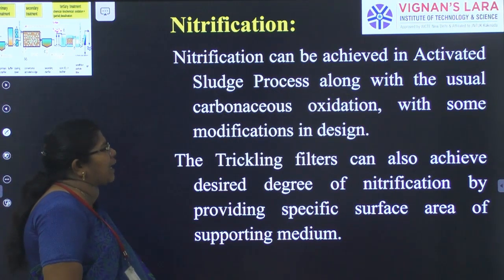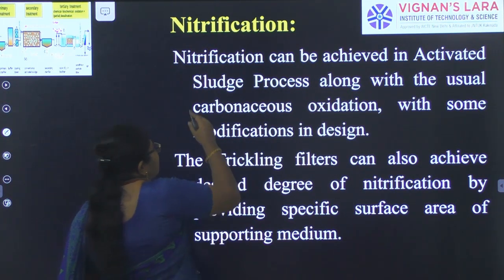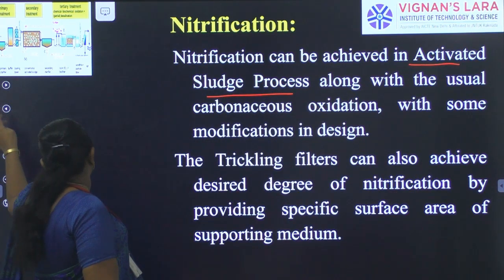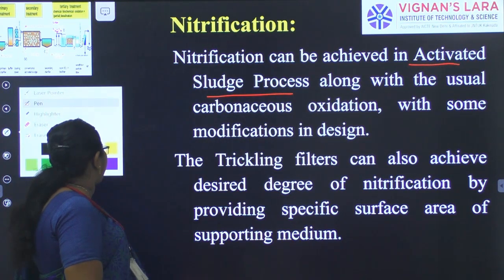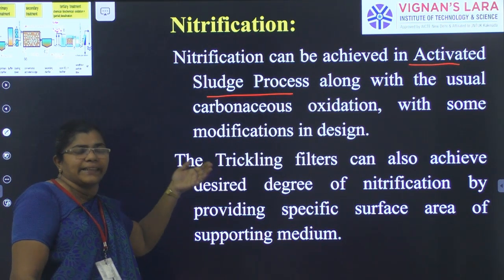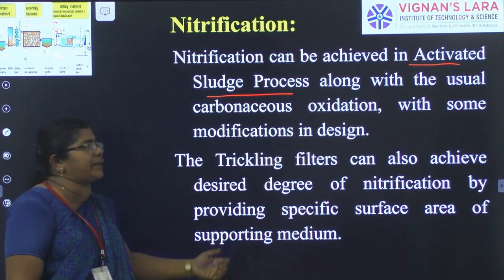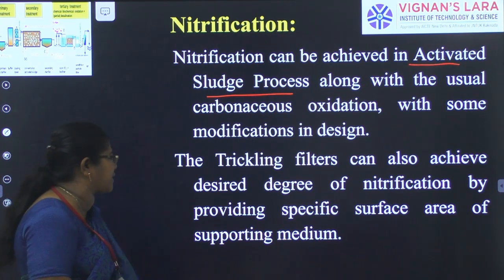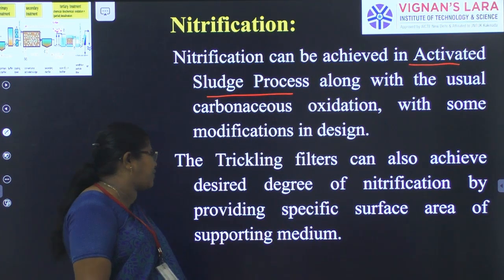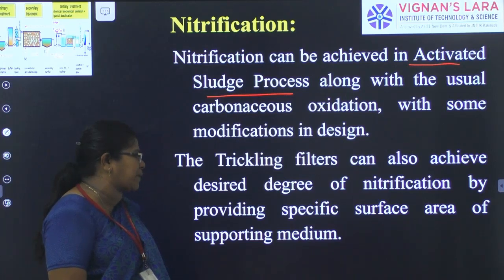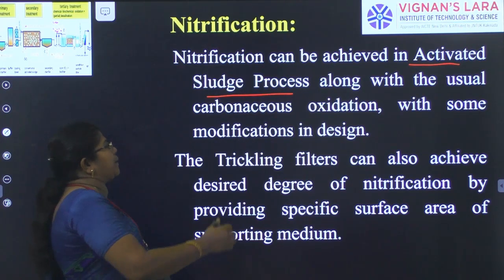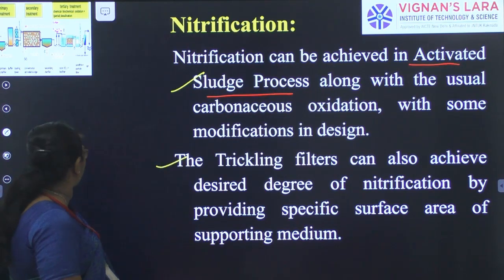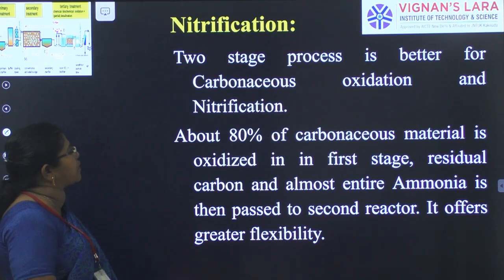Nitrification can be achieved in the activated sludge process. We already saw what the activated sludge process is, in the secondary treatment method. So we take this as a secondary or tertiary treatment, along with the usual carbonaceous oxidation with some modification in design. The trickling filters can also achieve the same degree of nitrification by providing specific surface area for the supporting medium. So activated sludge process and trickling filters can be used for this nitrification process.